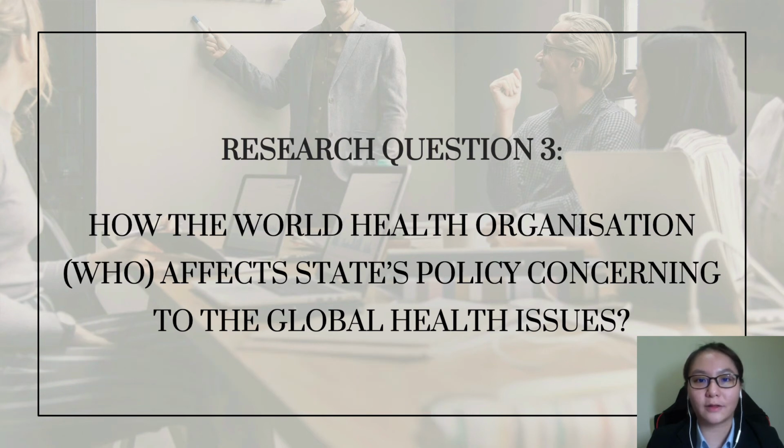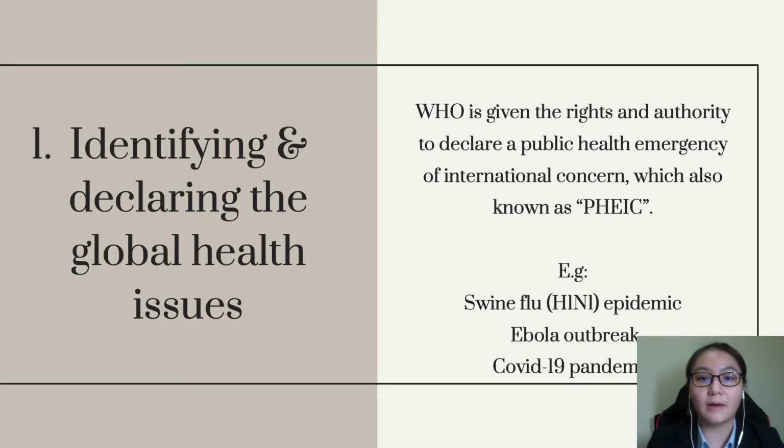Now I'd like to continue the presentation on the third research question, which is how the World Health Organization, WHO, affects the state's policy concerning global health issues. The first point on how WHO affects the state's policy is by identifying and declaring the global health issue. It is important for the states to know of the existence of global health issues to amend or enforce their latest policy. For your information, WHO is given the right and authority to declare a public health emergency of international concern, also known as PHEIC.